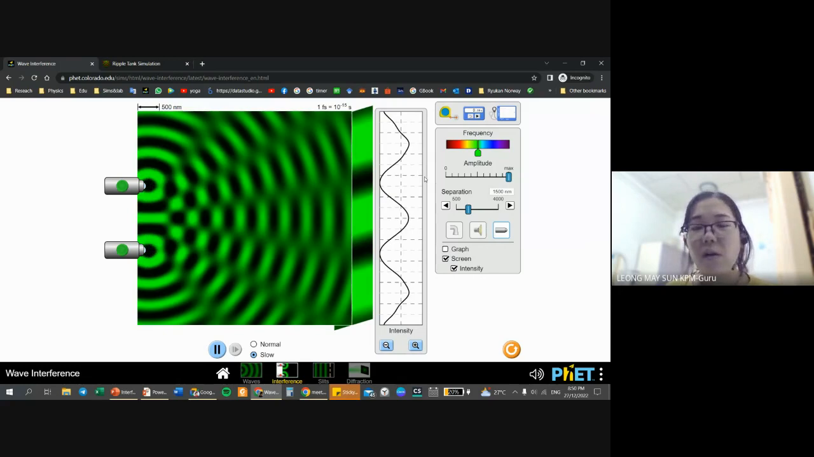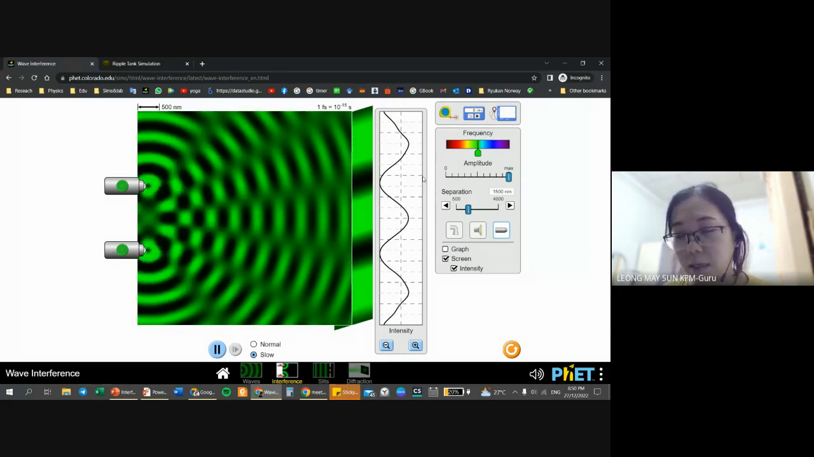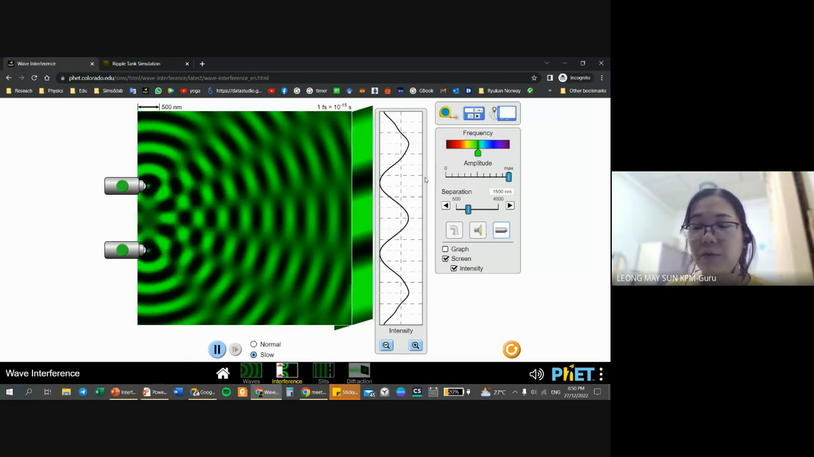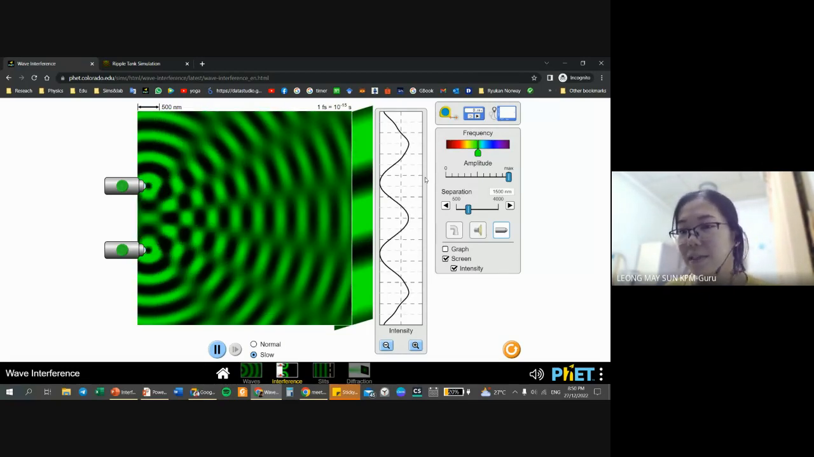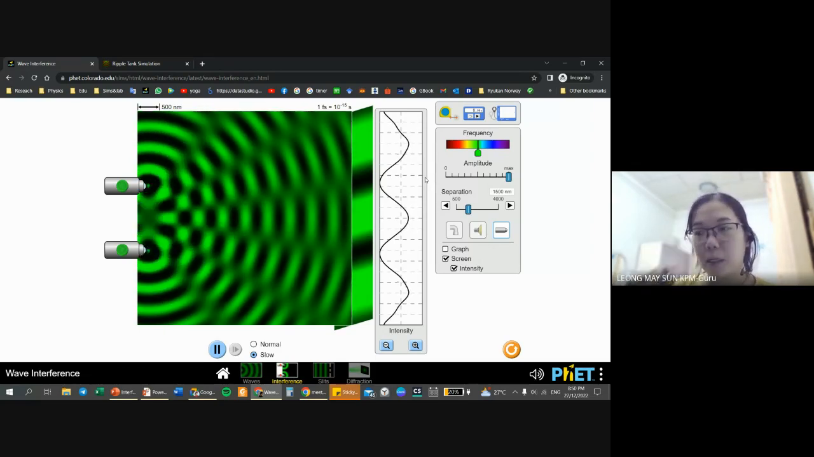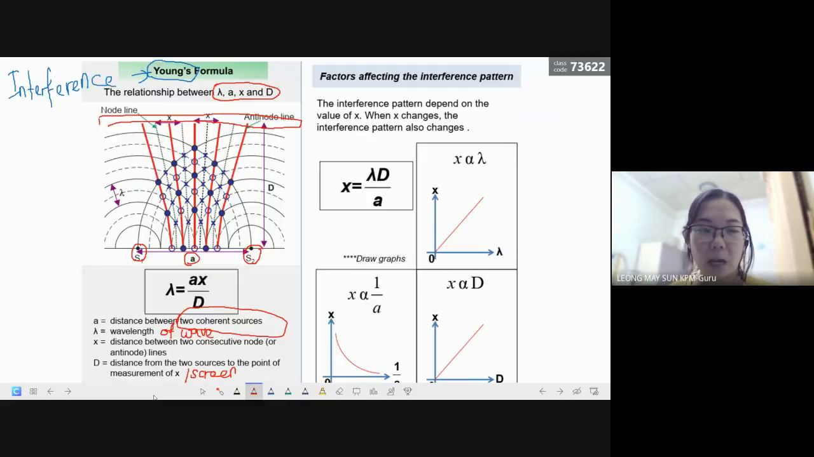This is a very, very famous phenomenon that they keep asking. Out of reflection, refraction, diffraction, and interference, interference is the only wave phenomenon that has a formula. So when you see lambda equals to ax over D, this is the formula for the interference of wave, also known as Young's double slit experiment. So what factors affect the interference of wave pattern?